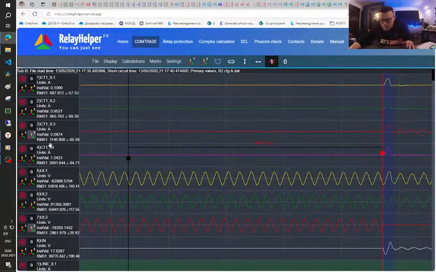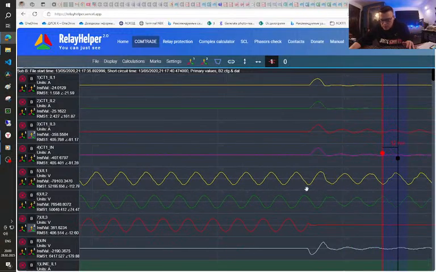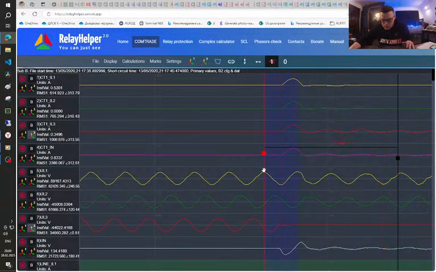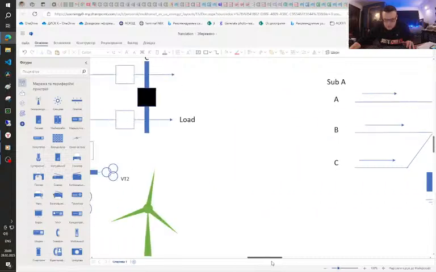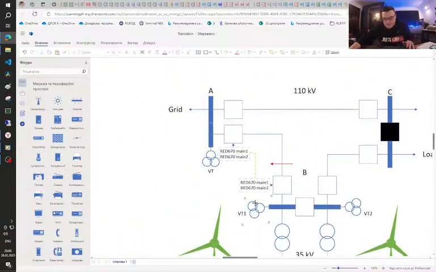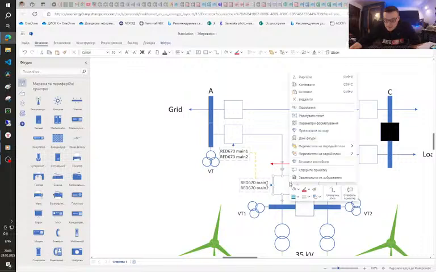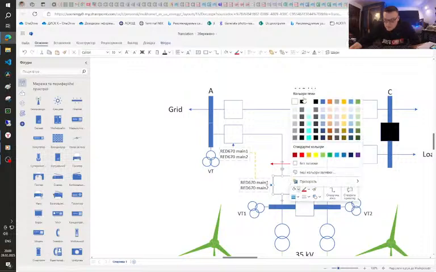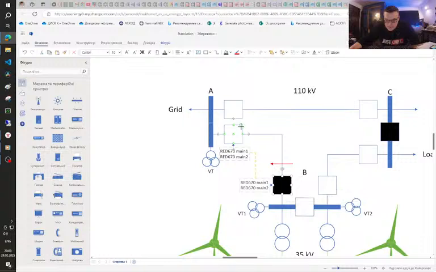So for the explanation of this transient, let's look at the voltages. So let's return to the primary scheme. I drew these VT transformers to show you where they are located. So after the line was disconnected, we see something like that.